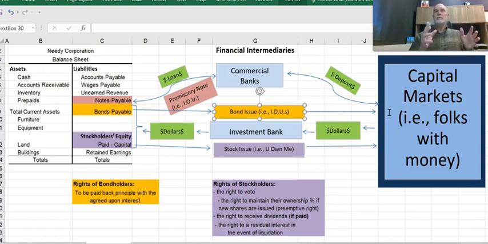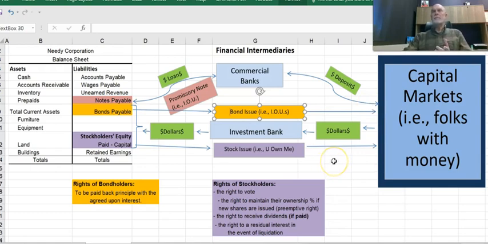So a bond issue is a borrowing transaction where these folks out here in the capital markets purchase the bonds. Needy Corporation is selling the bonds, but even though we're using that terminology of selling and buying, it is a borrowing transaction. So the investors are giving money to the company, and the company is giving an IOU, a bond, to the investor.